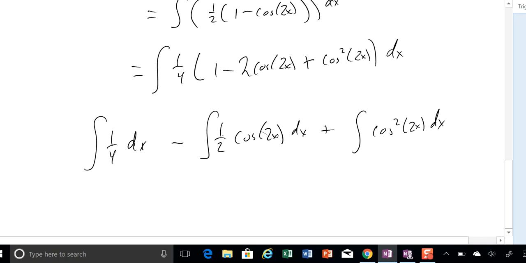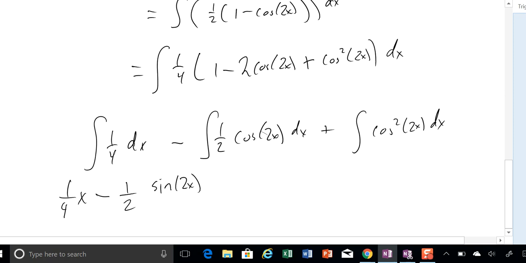We shouldn't have any sort of problem on the first two antiderivatives, but the last one is still going to give us a little bit of a problem. So I'm going to use that double angle formula again on that one. Let's go ahead and do these as we go. The antiderivative of 1/4 is just 1/4 x. The antiderivative of 1/2 cosine: well, the derivative of sine is cosine, so the antiderivative of cosine is just sine. So I'm going to have 1/2 times the sine of 2x, but I've got kind of a chain rule going on there.